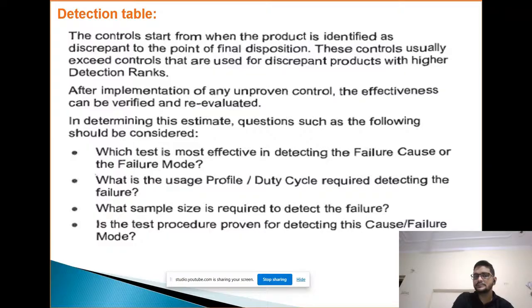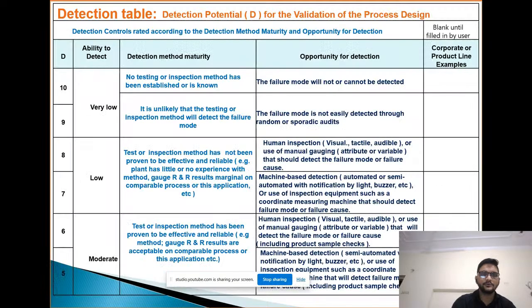In determining this estimate, questions such as the following should be considered: which test is most effective in detecting the failure cause or failure mode? What is the user profile duty cycle required for detecting the failure? What sample size is required to detect the failure? Is the test procedure open for detection of this failure cause or failure mode?